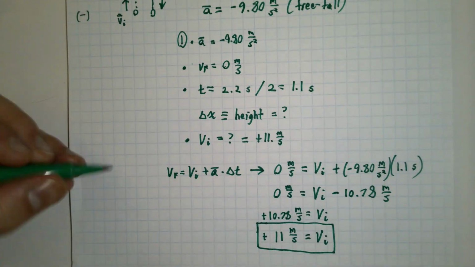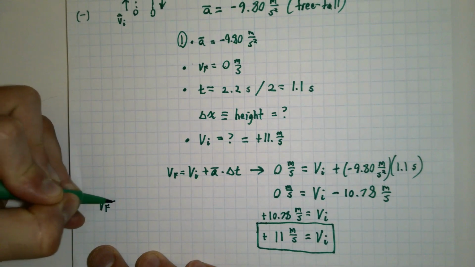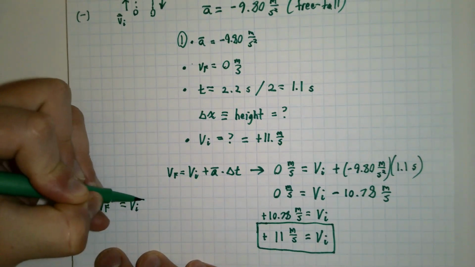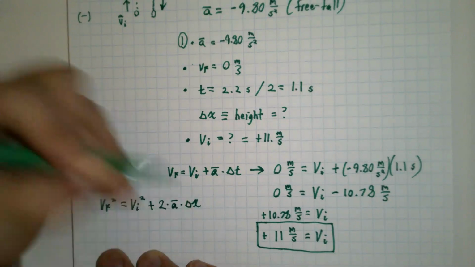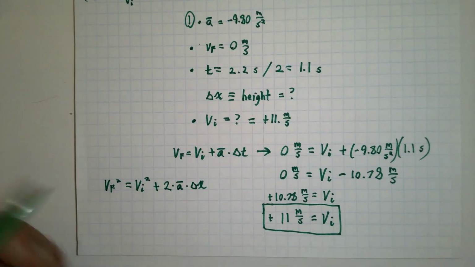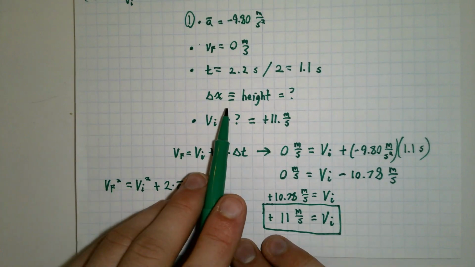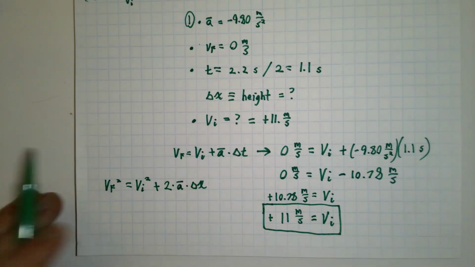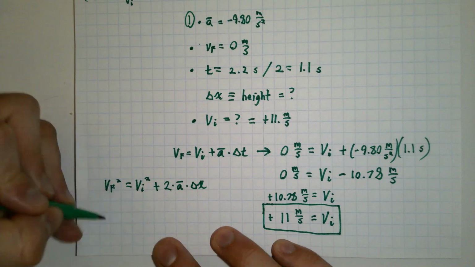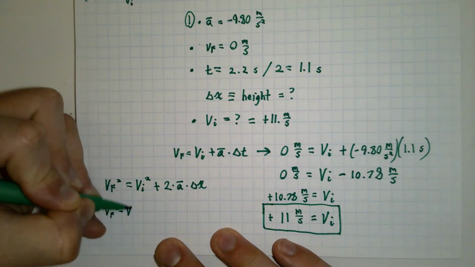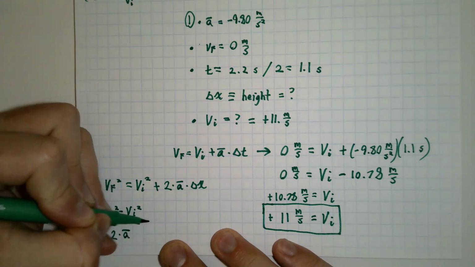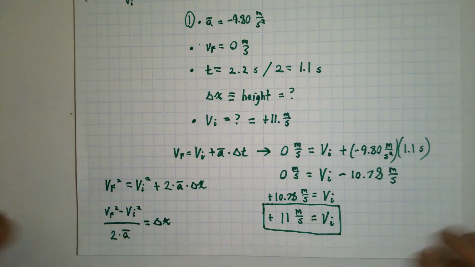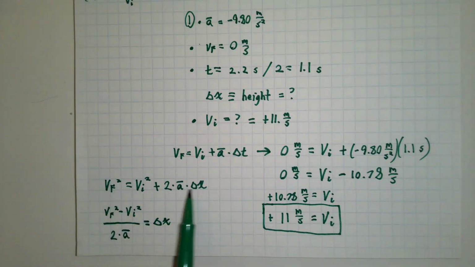The equation I'm going to use now is v_f squared equals v_i squared plus 2 times the average acceleration times the change in position. Solving this equation for what we need to find, which is the displacement, or the height physically in our case, I find that the final velocity squared minus the initial velocity squared divided by 2 times my acceleration gives me my displacement. So all I did was solve this equation, our third kinematics equation. I solved it for displacement.